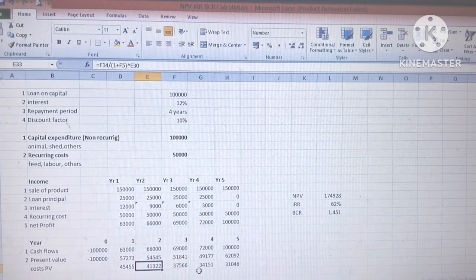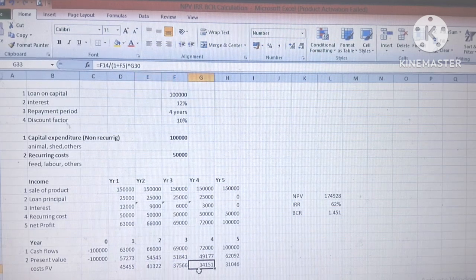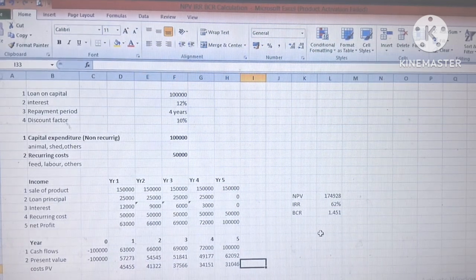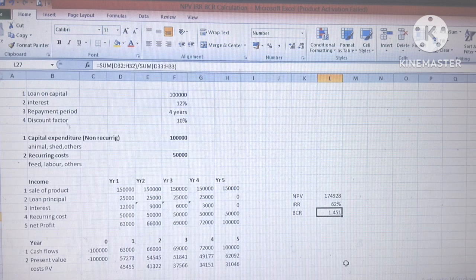Similarly, for the costs also we have to calculate the present values, and then all these values will be divided by the benefits, so that the benefit cost ratio will come. So it has to be more than 1, which indicates the worthiness of our project. So these are the 3 economic factors that we have to calculate to make our project report a complete detailed project report.